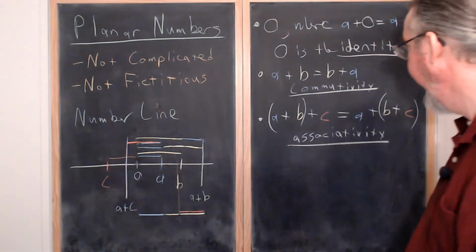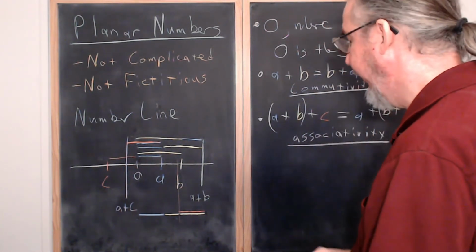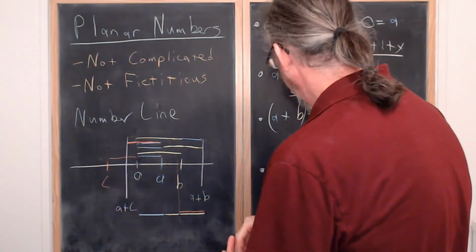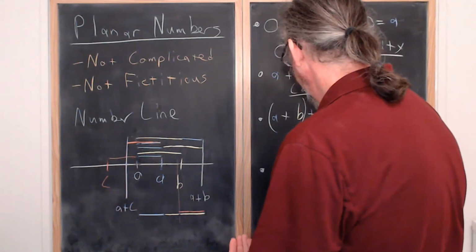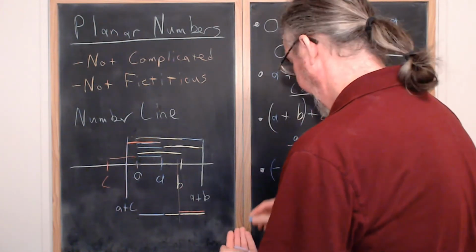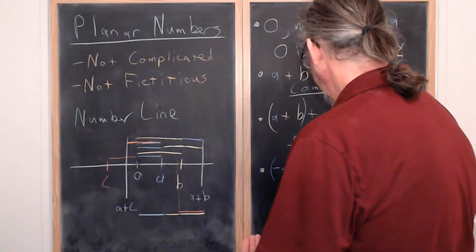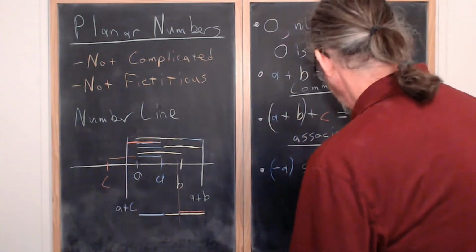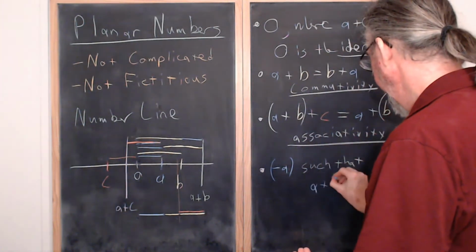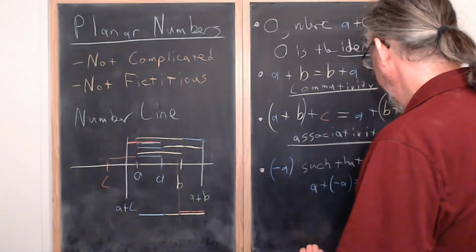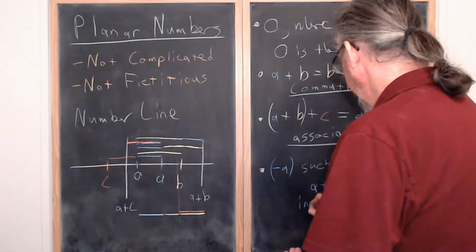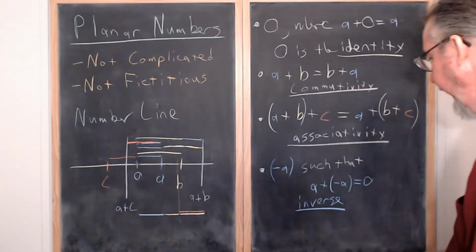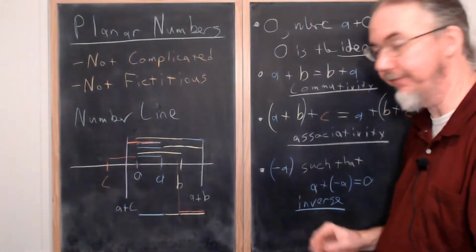Okay. So there's one other property, and that is that for any value A, I can find a negative A such that A plus negative A equals 0. And this is called the inverse of A. So it has the inverse property.